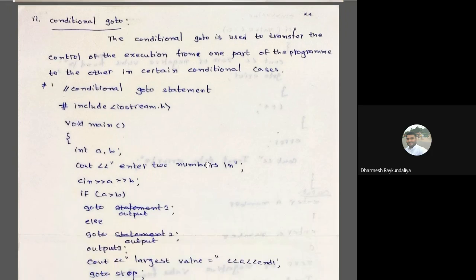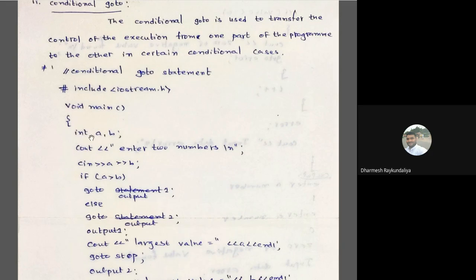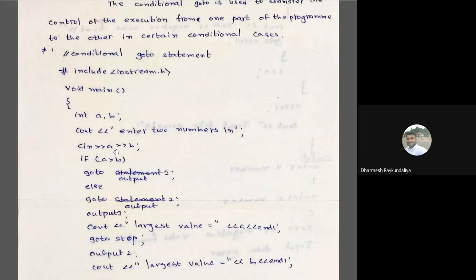For example, you have included the header files. A and B are two variables which are of integer type. You have entered the two numbers; the user will supply two numbers A and B. And now you say that if A is greater than B, then go to output 1, else go to output 2.